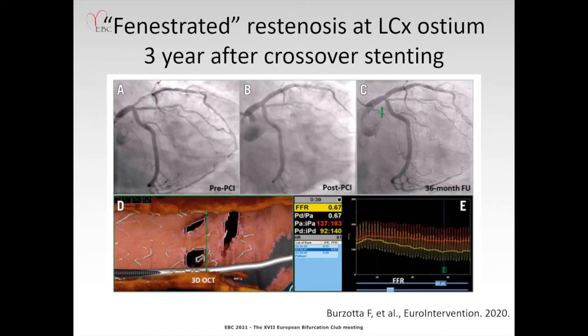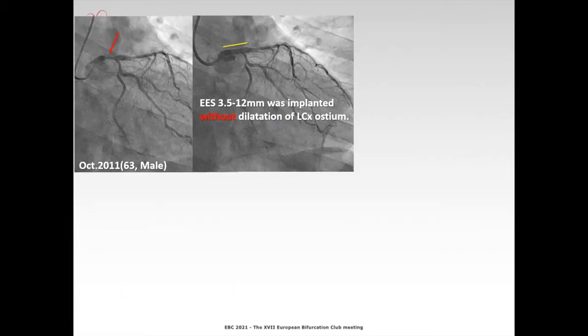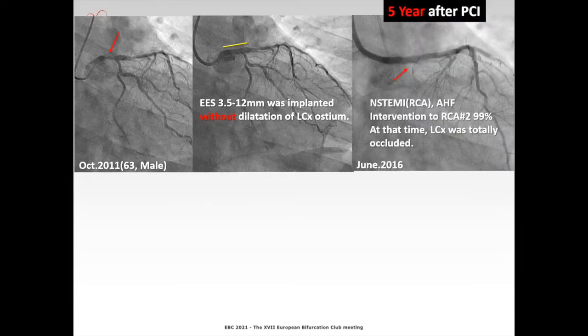The latest consensus document introduced the fenestrated restenosis at CX ostium 3 years after crossover stenting. In this patient, an everolimus eluting stent was implanted crossing over CX without dilatation of the CX ostium. She suffered from acute heart failure 5 years later. At that time, CX was totally occluded.